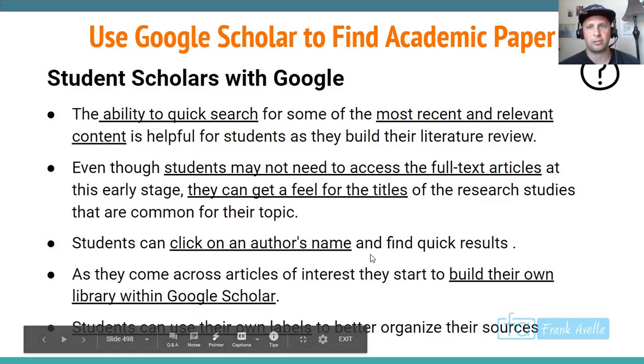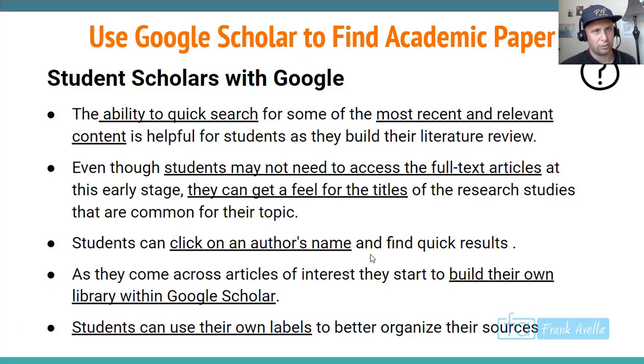Okay, using Google Scholar to find academic papers. Student scholars with Google, the ability to quick search for some of the most recent and relevant content is helpful for students as they build their literature review. Even though some students may not need to access the full text article at this early stage, they can get a feel for titles and research, and it all helps them out in college.